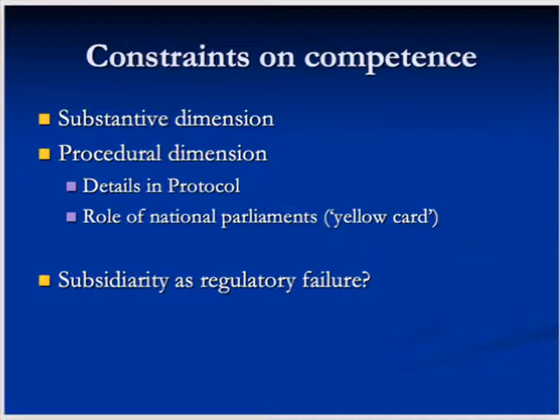So these constraints on competence, particularly subsidiarity, have both a substantive dimension and a procedural dimension. So the substantive dimension of subsidiarity, the constraint on Union competence, is a calculation of comparative efficiency. Which level is best placed to take effective action? Is it the European Union level, or actually would action better be taken at member state level? The procedural dimension imposes obligations on the European Commission.